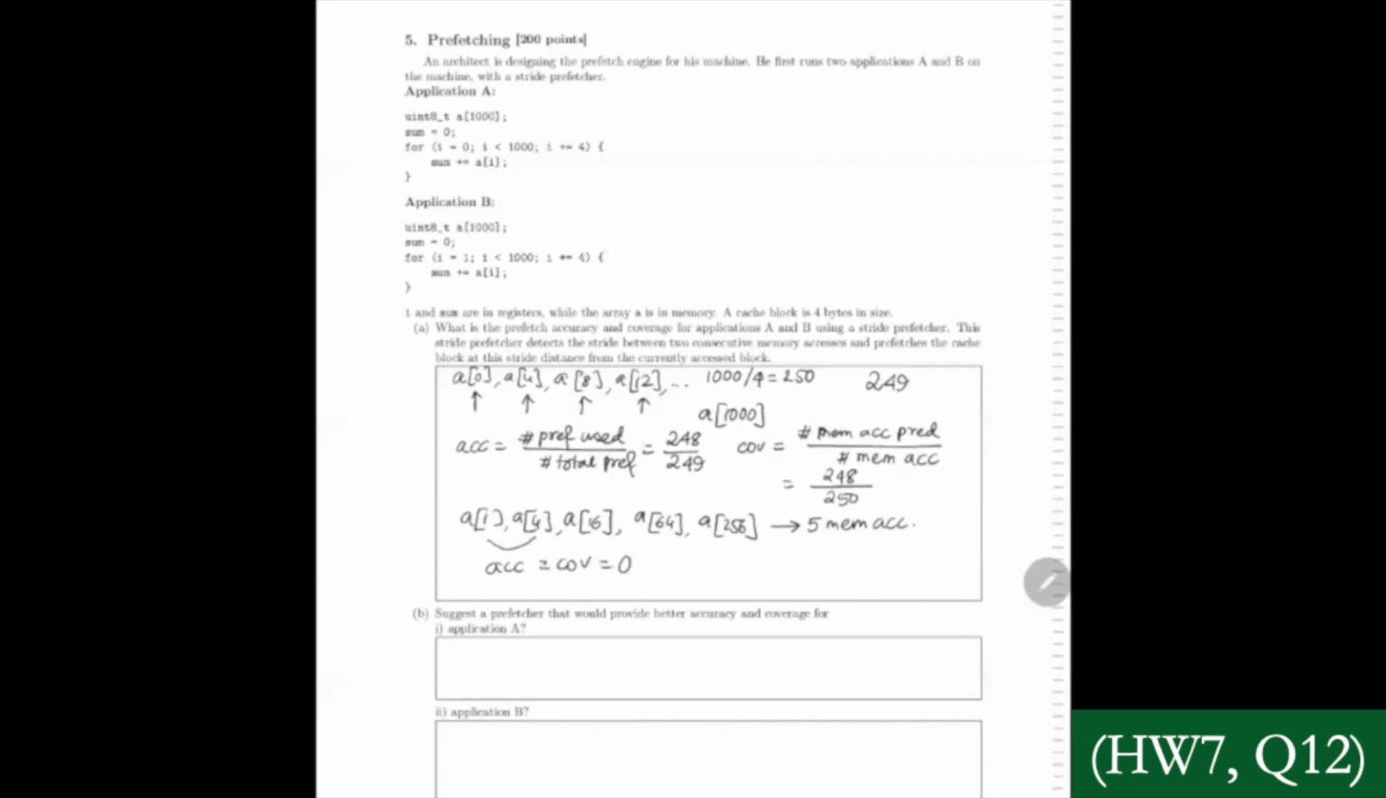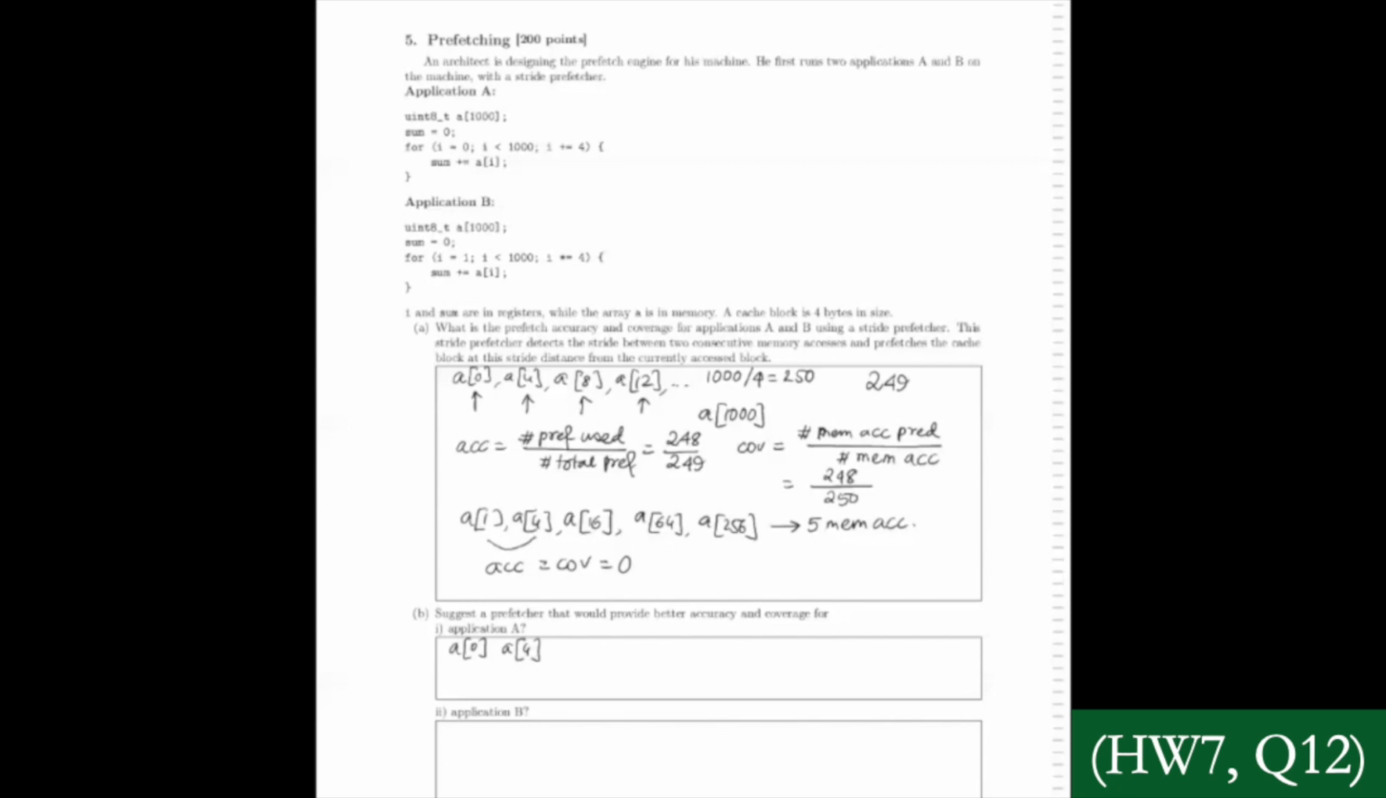Now let's go to the next question. Suggest a prefetcher that would provide better accuracy and coverage for application A. Now recall that for application A, the stride prefetcher fails to prefetch memory accesses going to elements A0 and A4, because these are the first two accesses which give us the stride learning.